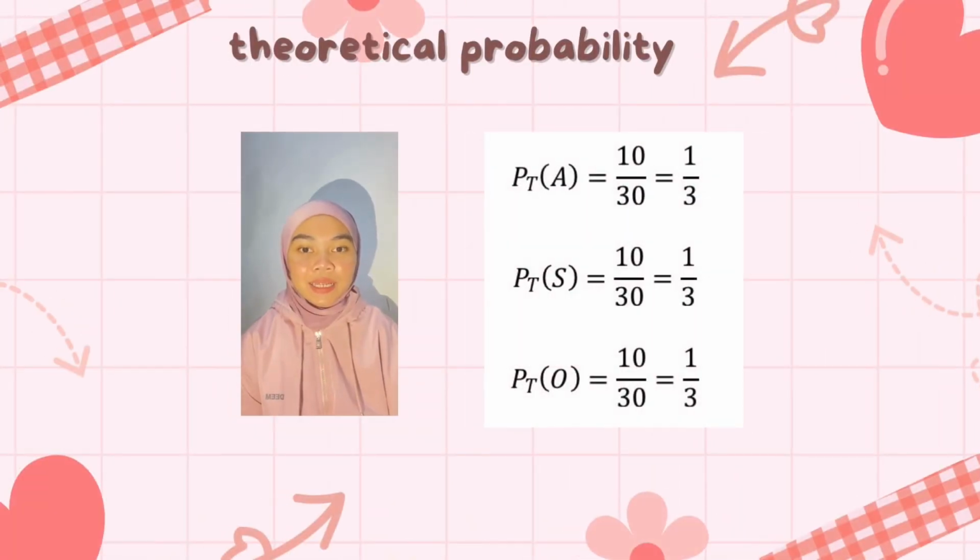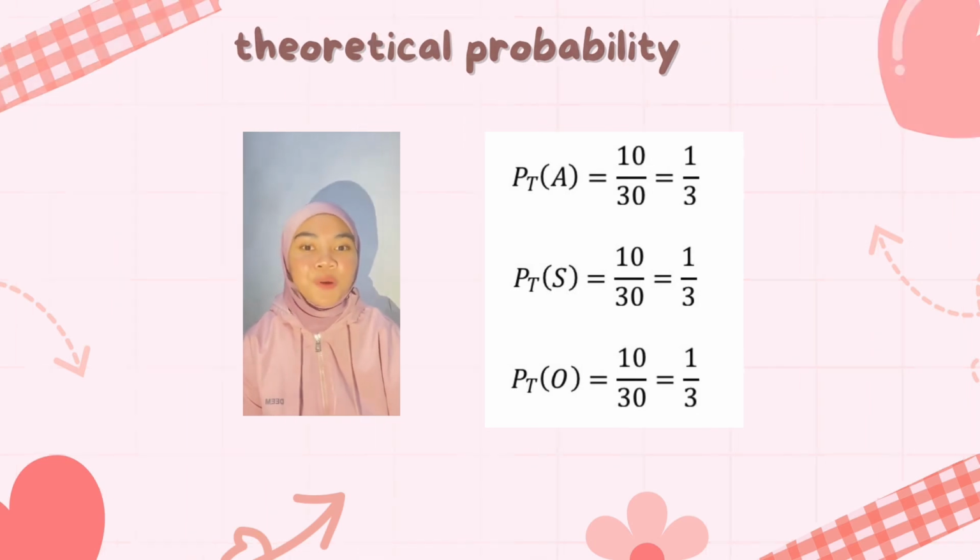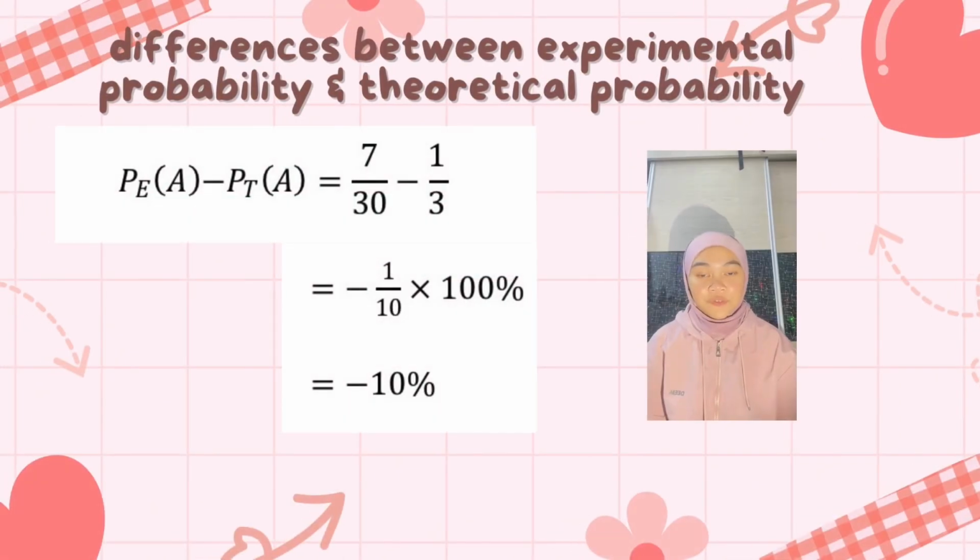Next, we can calculate the theoretical probability of obtaining each of the flavors. It will be 10 out of 30 for apple, 10 out of 30 for strawberry, and 10 out of 30 for orange. With this information, we can find the differences between experimental probability and theoretical probability of obtaining each flavor of sweet. For apple, it is -1/10, which is -10%.